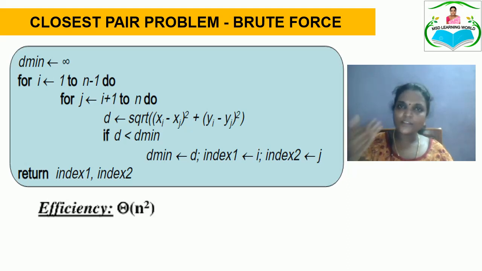When you look at the time complexity of this algorithm, the first for loop is going to be executed n number of times, and the second for loop is also going to be executed n number of times. The time complexity of this algorithm is going to be order of n square.